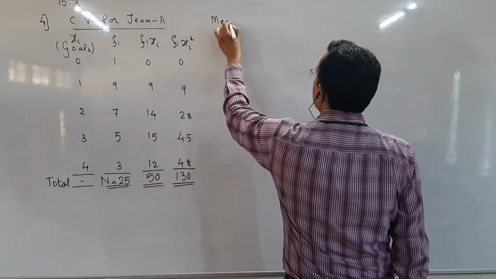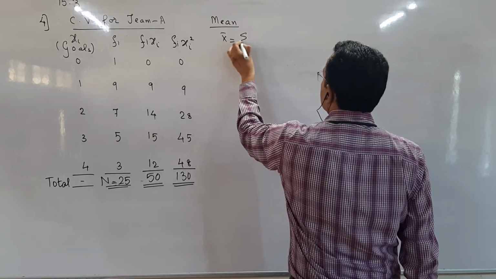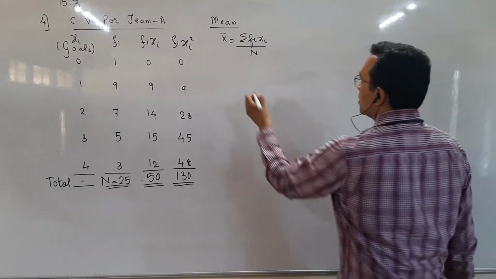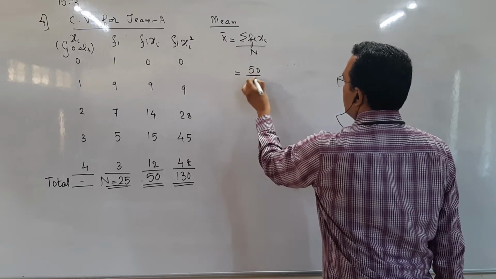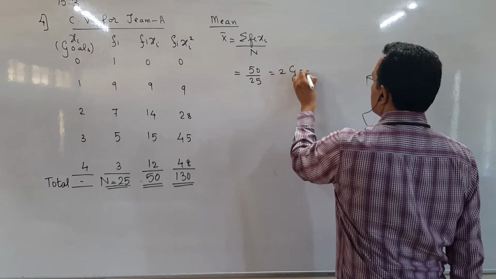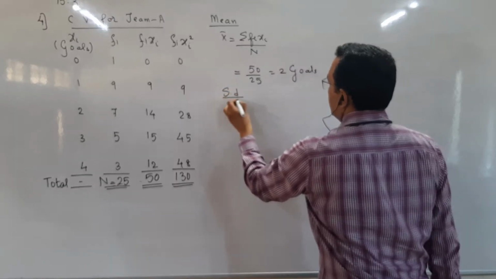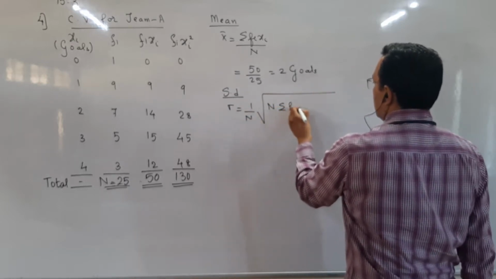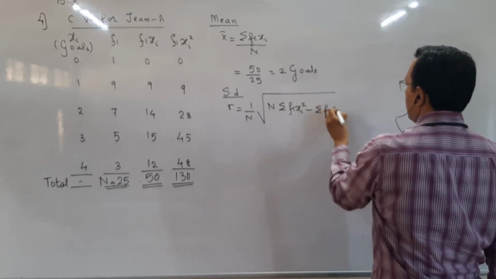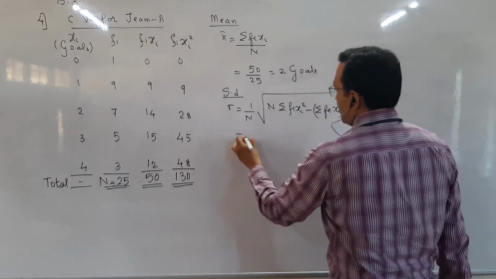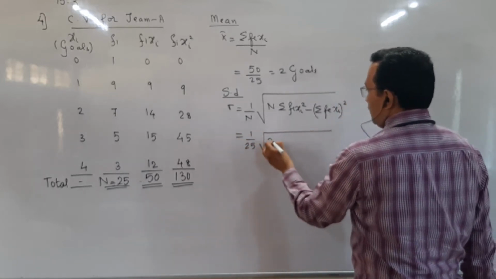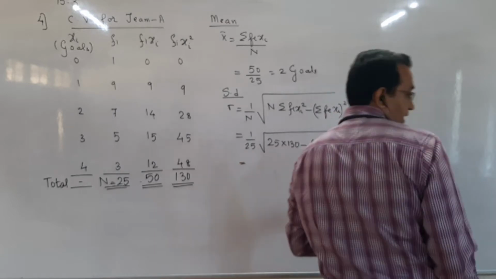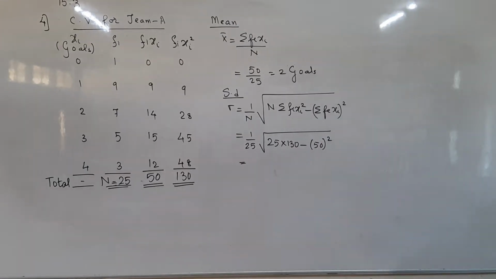So first of all, I find out mean x bar is equal to sigma Fi xi divided by n. So this comes out to be 50 divided by 25, so 2. Then standard deviation sigma is equal to 1 by n under root of n into summation Fi xi square minus summation Fi xi the whole square. So 1 by 25 into under root of 25 into 130 minus 50 the whole square. And simplifying this turns out to be 1.09.